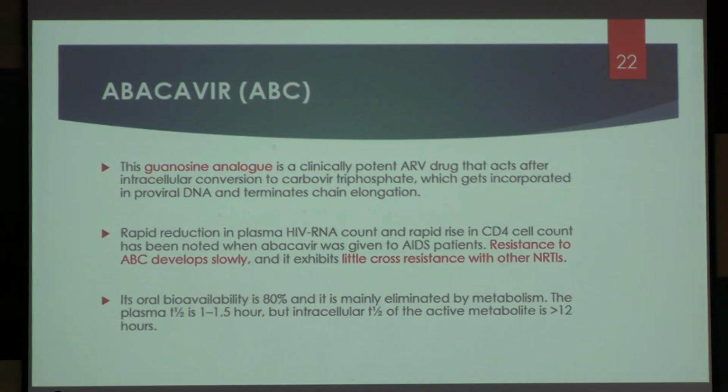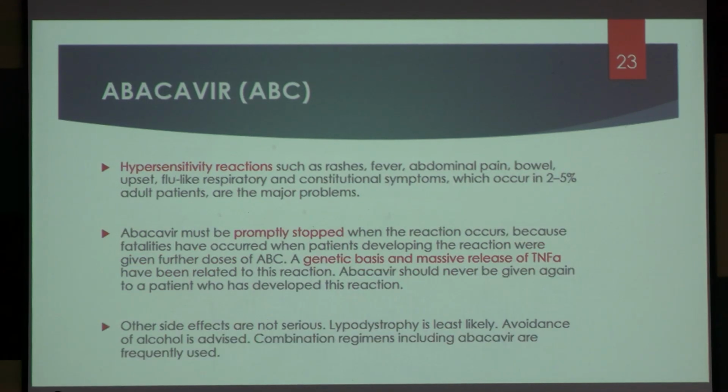Coming to the Abacavir, it is a guanosine analog and thus inhibits the reverse transcriptase enzyme. Resistance is slow to develop and there is little cross resistance with other NRTI. The important complication with the use of Abacavir is hypersensitivity reaction that includes fever, rashes, abdominal pain, bowel upset, and flu-like respiratory and constitutional symptoms. That is seen in 2 to 5% of the treated individuals. Possible basis is genetic, and the cause is a massive surge in the TNF alpha level.